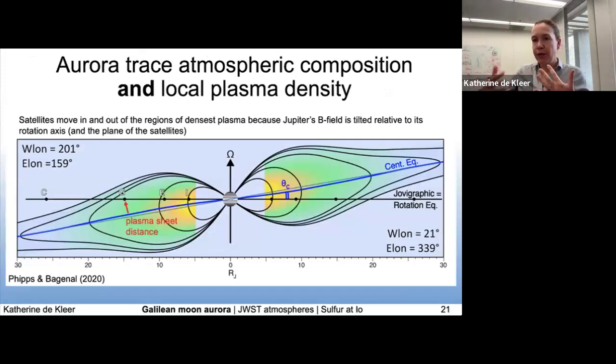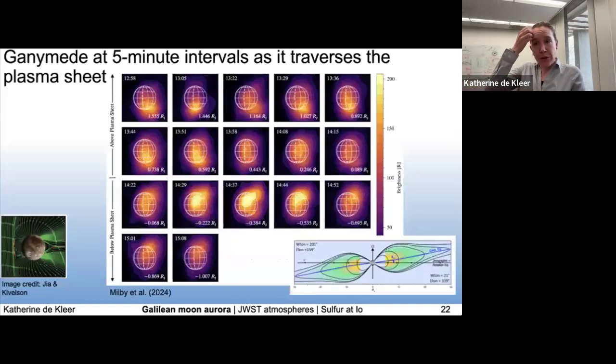So if we think we have a good model for local electron density, you then can plot the brightness of the aurora as a function of electron density. And there's one very cool demonstration of this from the spatially resolved data that we got from Keck. Poor spatial resolution, but still spatially resolved.